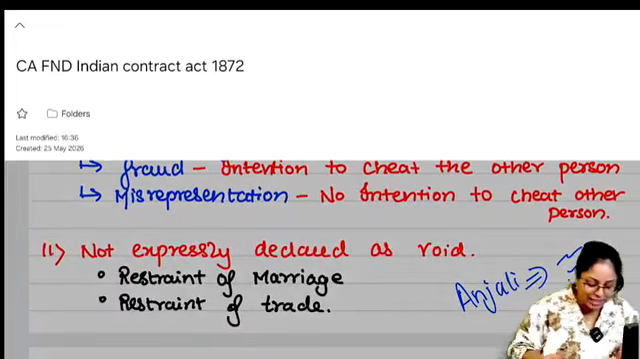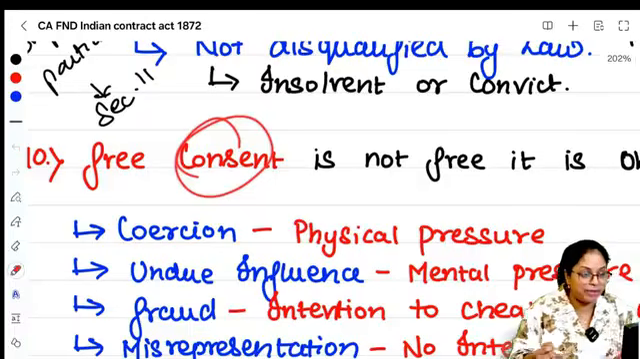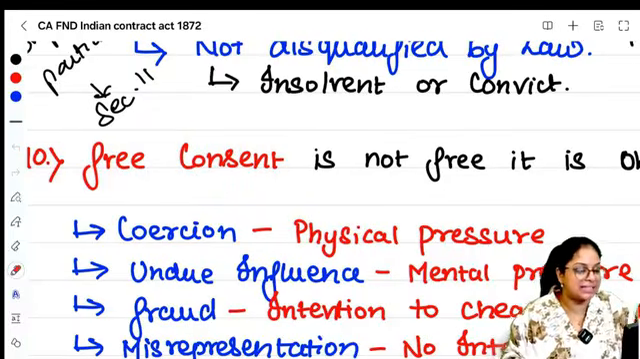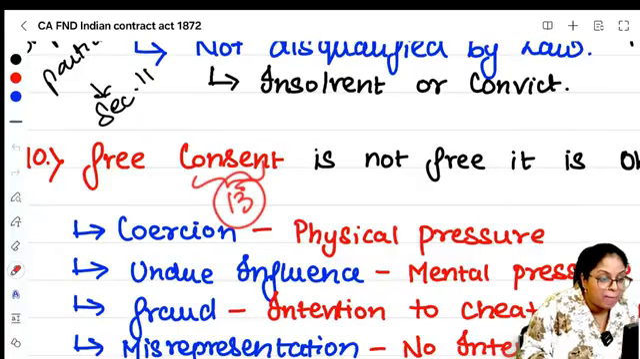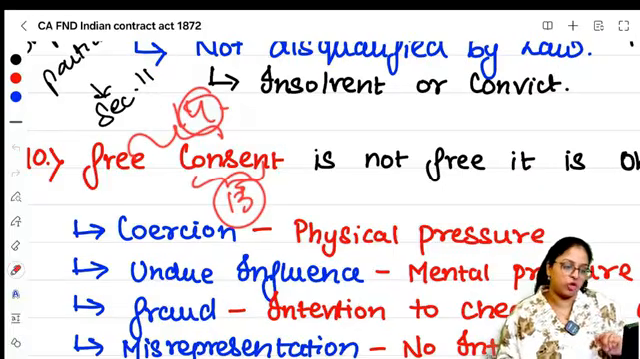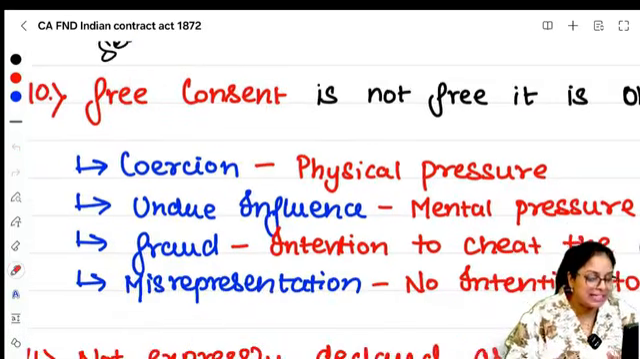Apart from this, is your consent free? Your consent should be free. Consent means when two people agree to the same thing in the same sense, consensus ad idem. Consent is defined under section number 13. But we don't just need consent, we need free consent, which is section number 14. When is consent said to be free?